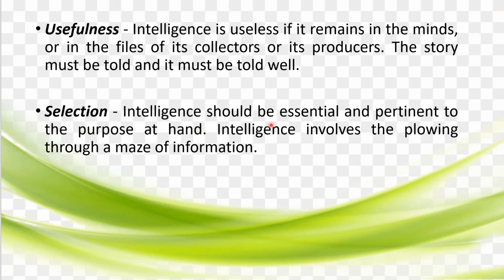Next, selection. Intelligence should be essential and pertinent to the purpose at hand. Meaning to say, selection involves plowing through a maze of information, considering innumerable means of picking the most promising of the multitude of leads. In the selection process, the decision maker tries to separate the grain from the chaff. Meaning to say, they are going to separate the important from the not important, the useful from the not useful, the true and the false information being gathered. Because unang-una, it is composed of a bulk of information, numerous information, but it needs to undergo the selection process by the decision maker, so that it would be useful, very essential, and pertinent to the operation to be conducted.